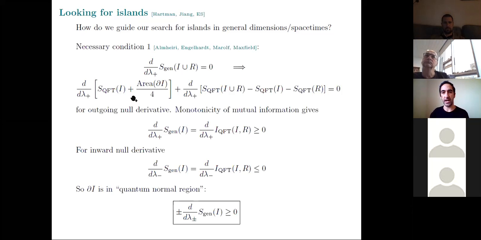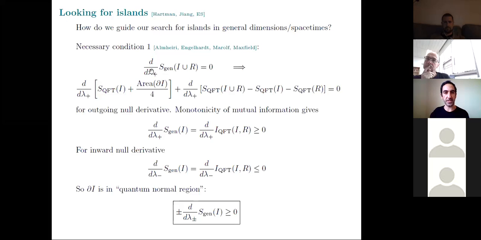Add the QFT entropy on I and subtract it. Okay, that didn't do anything. And then also subtract the QFT entropy on R. This d/dλ plus is the null outgoing derivative of the endpoint of the island. So if it acts on S QFT of R, it just annihilates it because this derivative acts on the island endpoint. And these two terms are the generalized entropy: the area A over 4 and the S QFT on I union R is just this generalized entropy expanded. Okay, so this just rewrites the extremization condition.